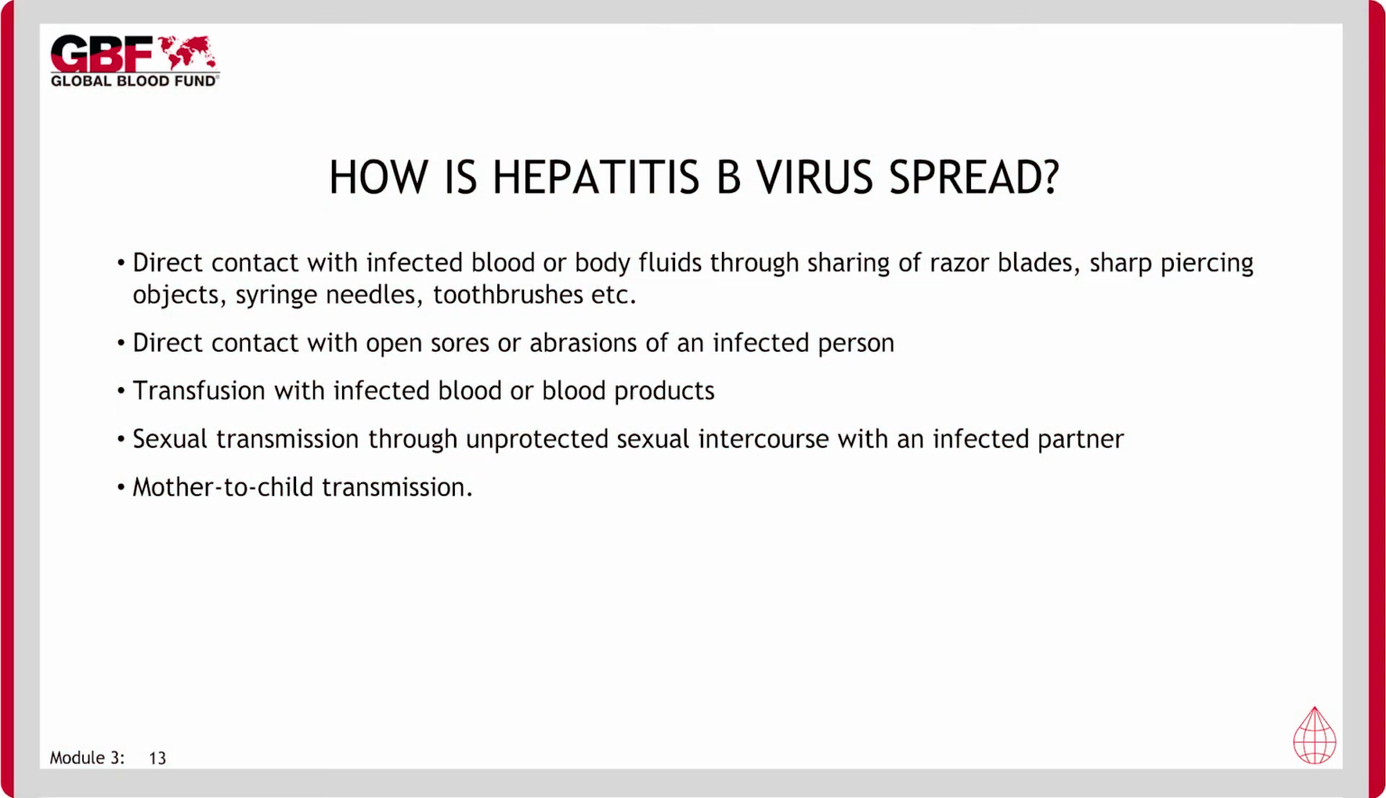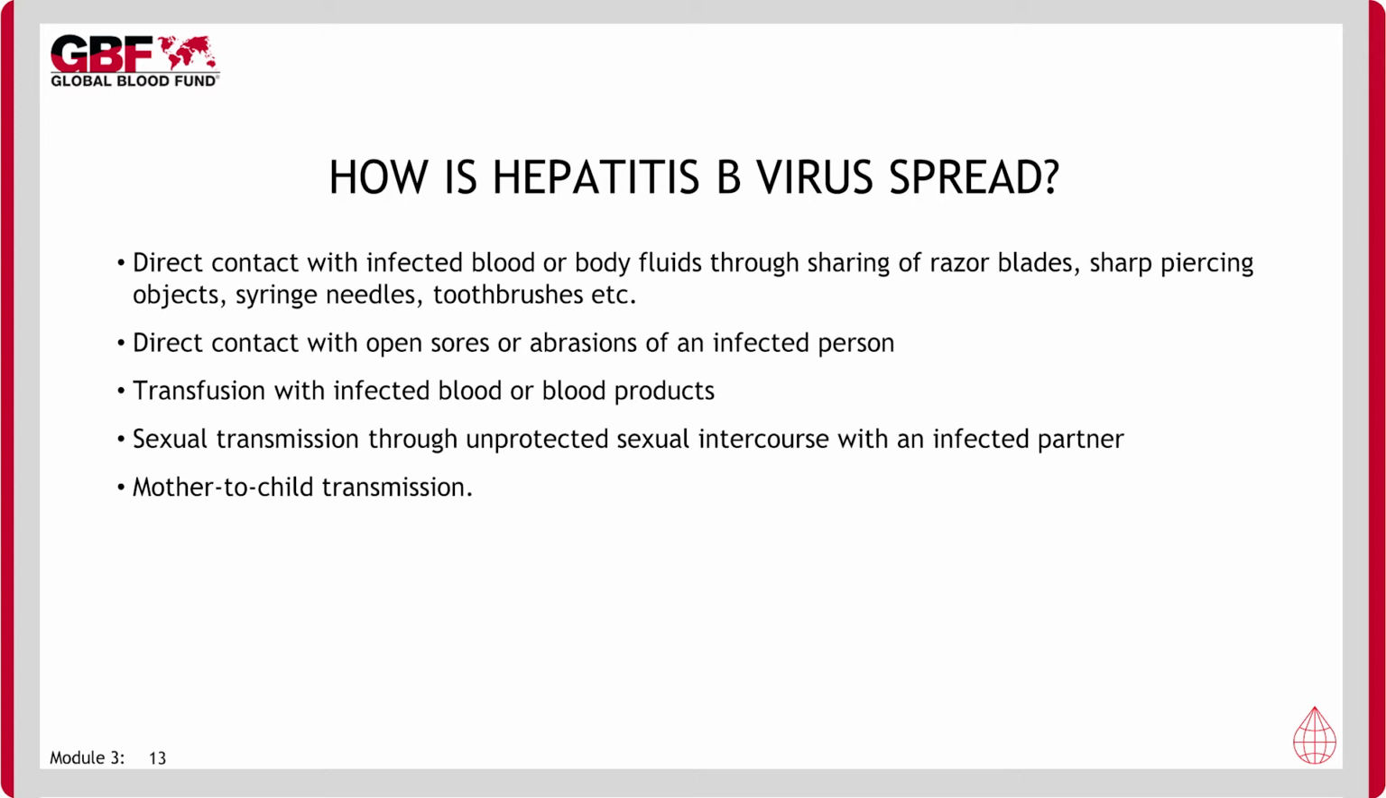Hepatitis B virus is spread when blood or other body fluids from an infected person enters the body of a person who is not infected through direct contact with open sores or abrasions of an infected person. Sharing of razor blades, sharp piercing objects, toothbrushes or needles and syringes also puts one at risk of being affected, as does needle stick injuries or transfusion with infected blood or blood products.